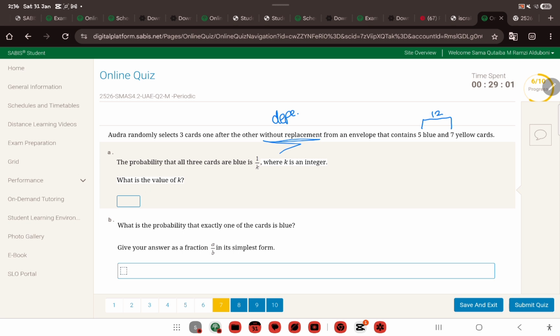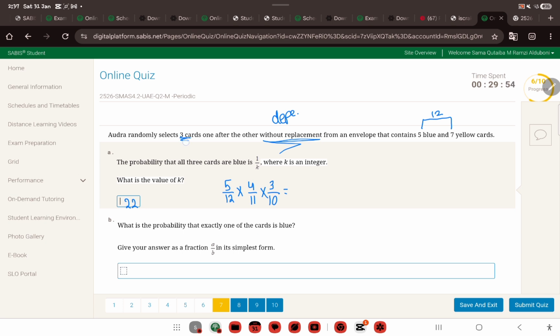So Audra selects a card from the 12. The first probability is 5 over 12. And then after she took the first blue card, we're gonna have 4 blue cards left and 11 cards left in total. And then after we take another card, we're gonna have 3 blue cards and 10 left. Oh wait, we multiply them. We multiply all of the probabilities. So we do 5 over 12 times 4 over 11 times 3 over 10, in which we get 1 over 22. So k is 22.